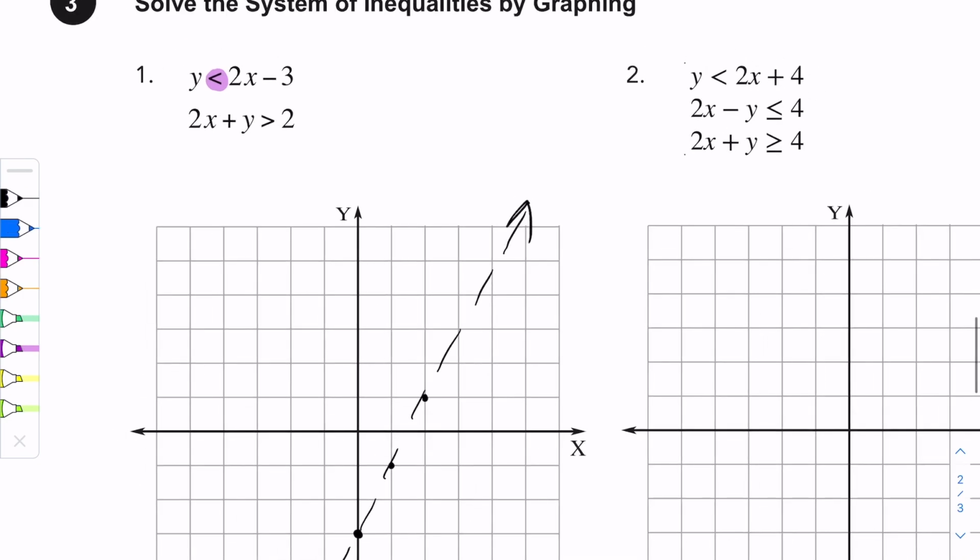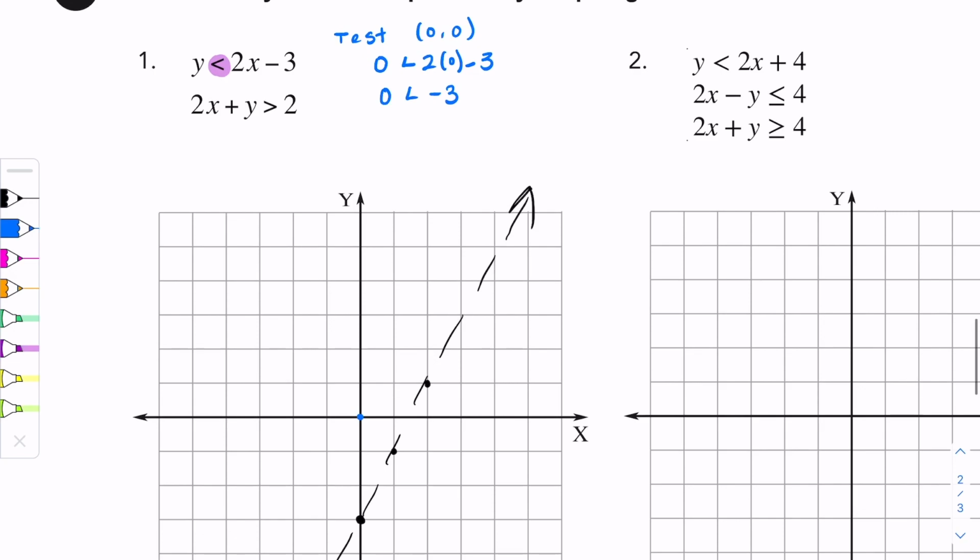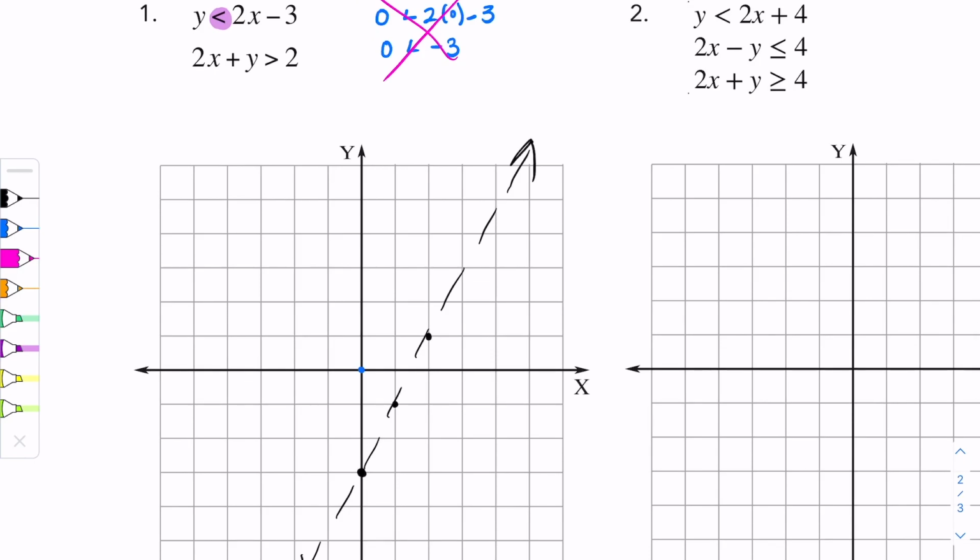And pick a point to test. I'm going to test (0, 0). 0 is not less than -3. 0 is actually greater than -3. So for the first time, this one does not work. So you shade away from the point. You shade on the opposite side.